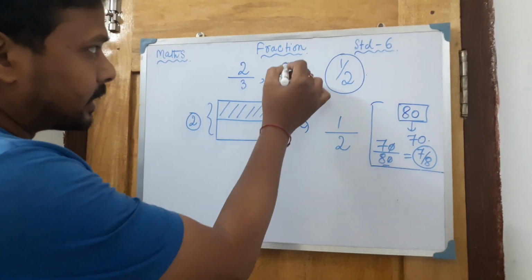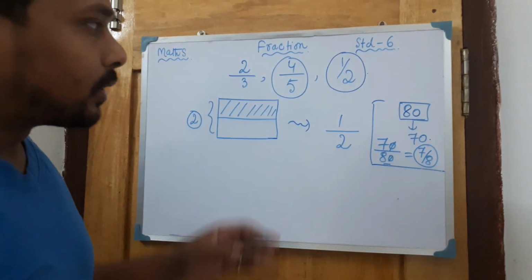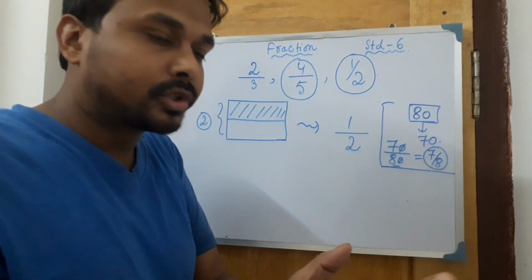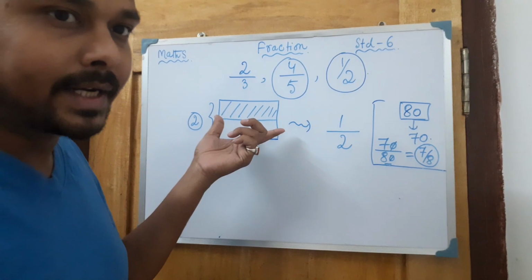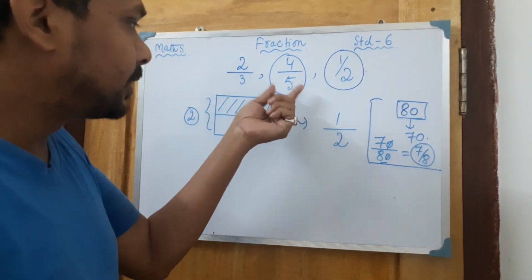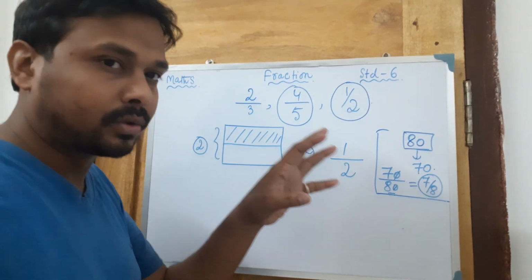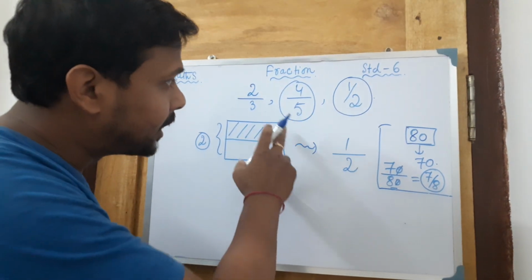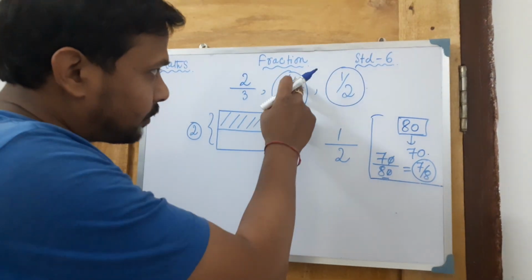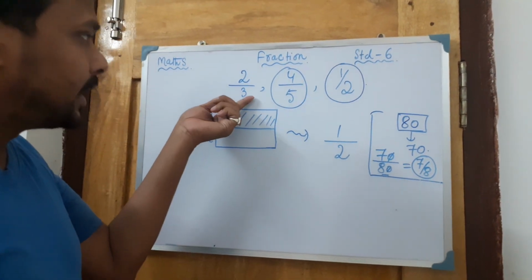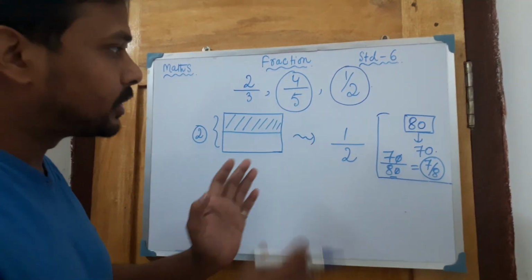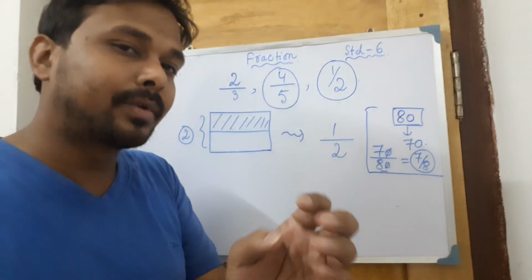Clear? If you talk about within 5, 4 portions are, suppose, shaded, then within 5 equal parts, 4 are shaded. Within 3 equal parts, 2 are shaded. So this is actually the concept of the fraction.